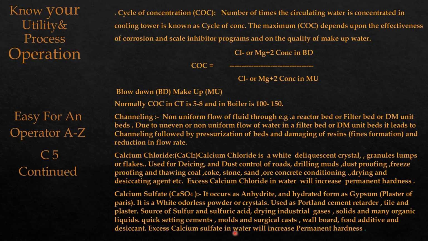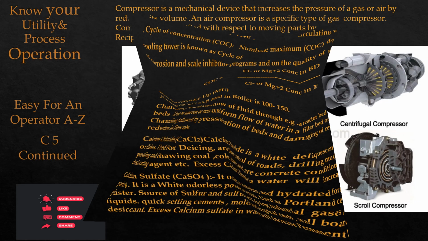Same as calcium chloride, calcium sulfate in excess, soluble in water, increases permanent hardness. So calcium chloride and calcium sulfate also have to be maintained in lesser quantity in water. Calcium chloride 40, calcium sulfate should be 20 to 30 milligram per liter or 20 to 30 ppm. If it increases, then it will increase the permanent hardness. We can see some more important terminology in the coming slide.